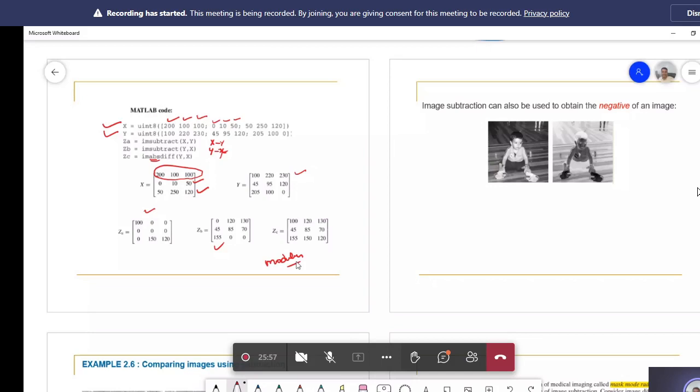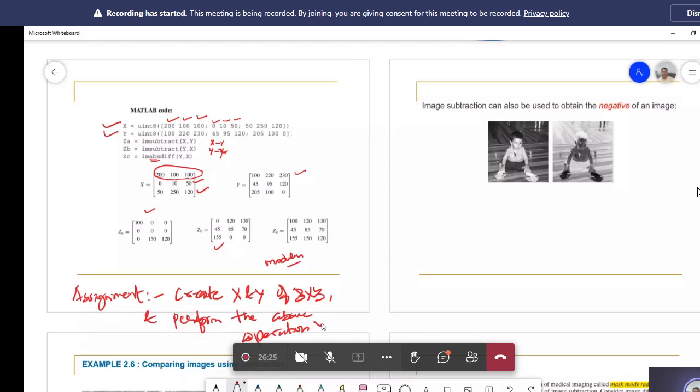Hello. No, sir. So this is the assignment. Note it down. Create x and y of 3 by 3, and perform the above operation using MATLAB. This you have to complete and submit.